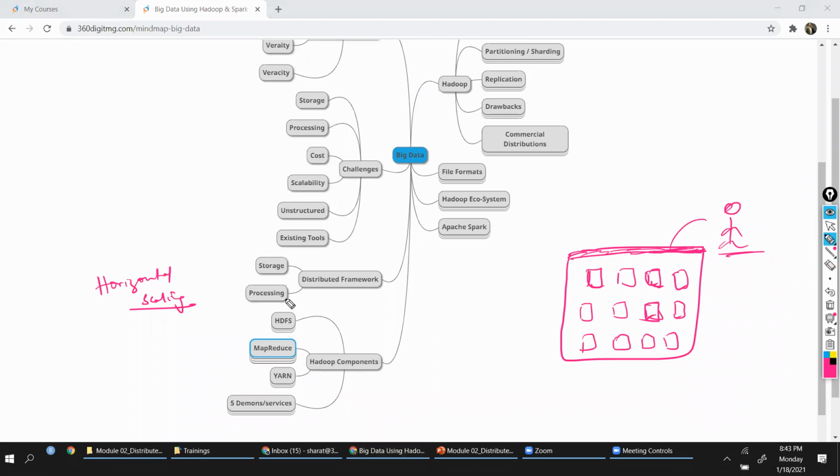Then we also have the storage component. So Doug Cutting and Mike Cafarella introduced HDFS along with the MapReduce component, which was already there. HDFS means Hadoop Distributed File System.